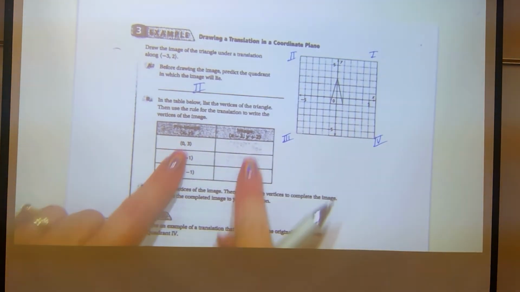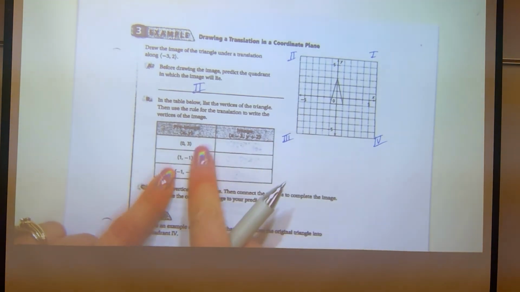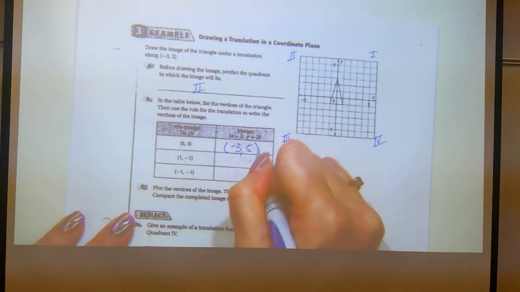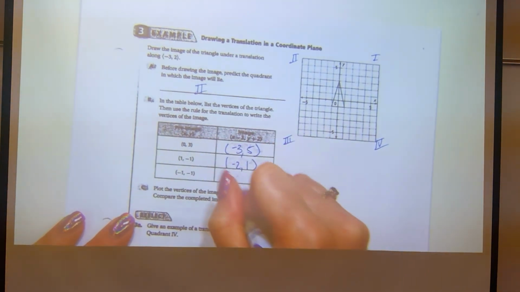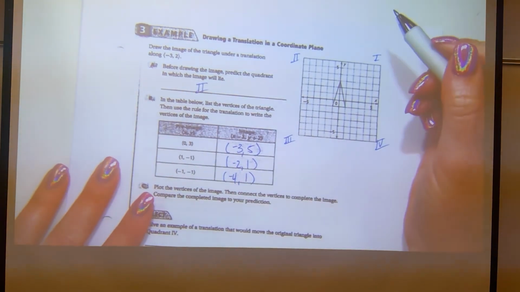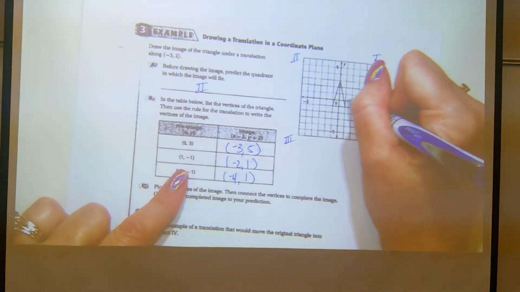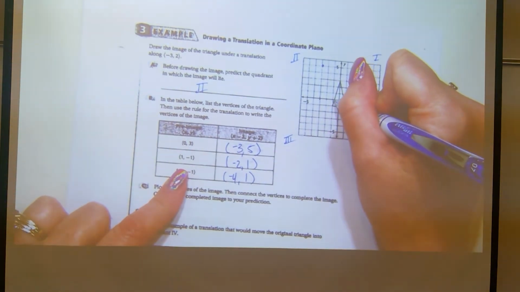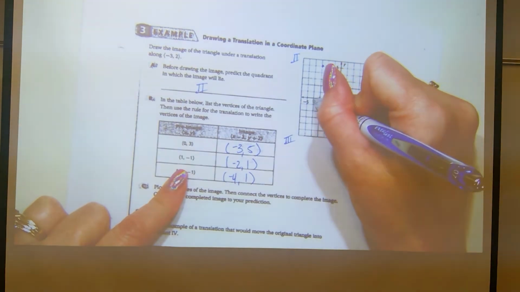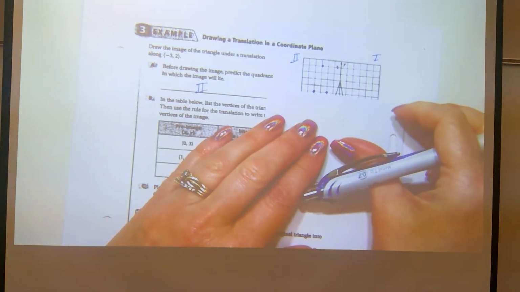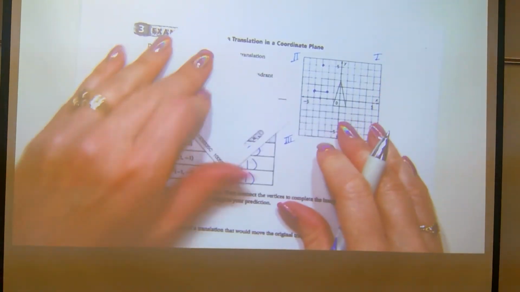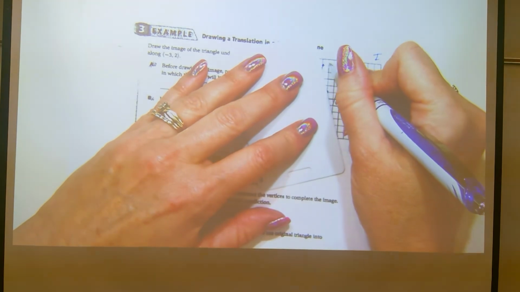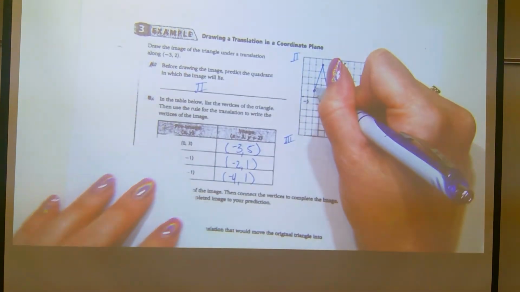It gives us the rule for that translation. It gives you the starting coordinates for the points. Make sure you know how to come up with the ending coordinates for those points, so that you can get the image under that translation, naming. Okay.